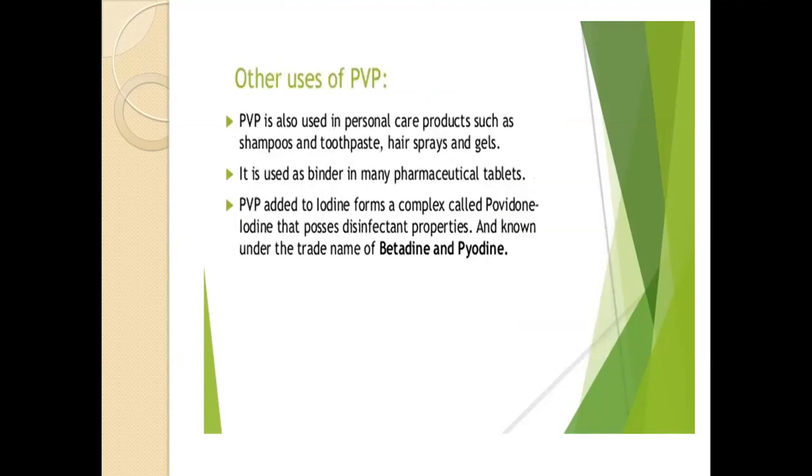Other uses of polyvinyl pyrrolidone. It is also used in personal care products such as shampoos, toothpaste, hairsprays, and gels. It is used as a binder in many pharmaceutical tablets. Polyvinyl pyrrolidone added to iodine forms a complex called povidone iodine that possesses disinfectant property, under the trade names Betadine and Pyodine.